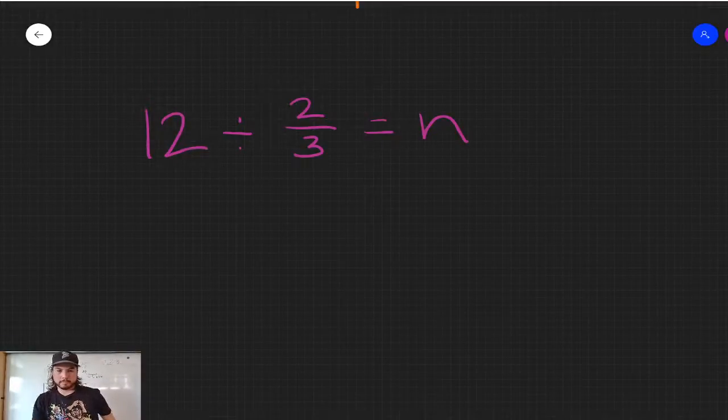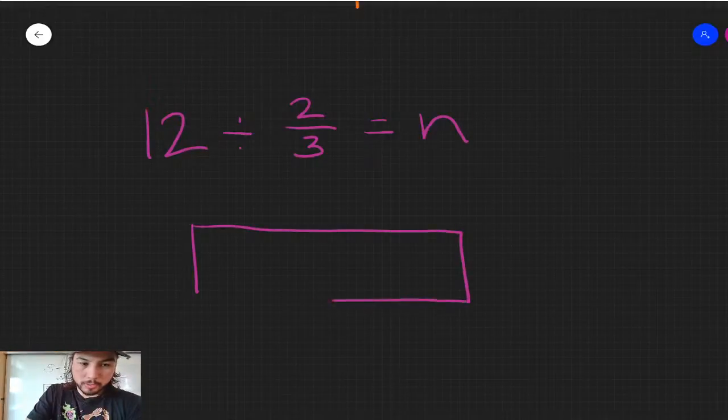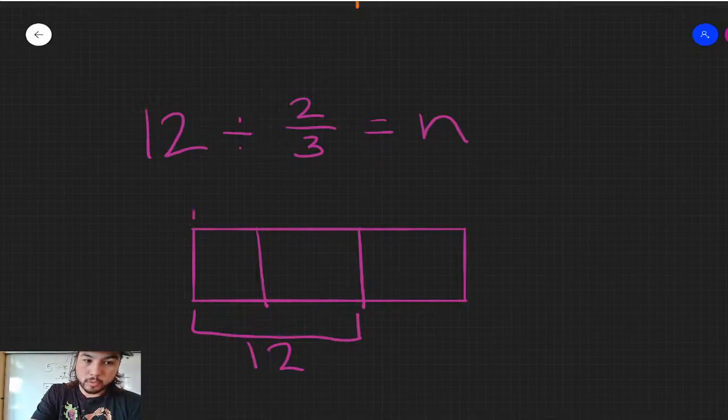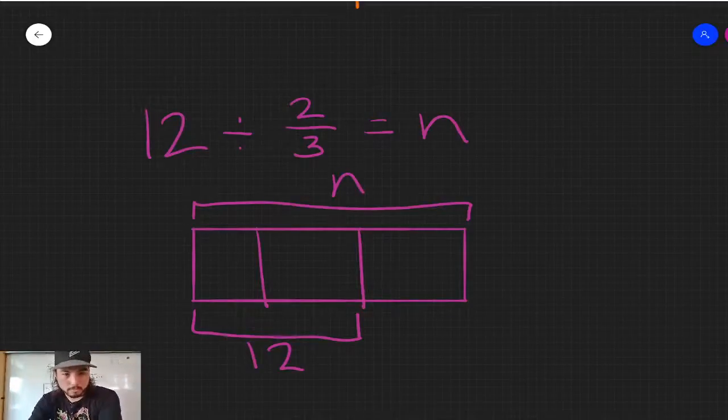Now, before we do that, we want to draw ourselves a model here. So we're saying 12 is 2/3 of a group. And we want to know what the whole thing is. So I'm going to draw out my thirds. Now 12 is 2/3 of the group. So this bit equals 12. We want to know what the whole thing is. If 2/3 equals 12, how are we going to know what 1/3 equals?